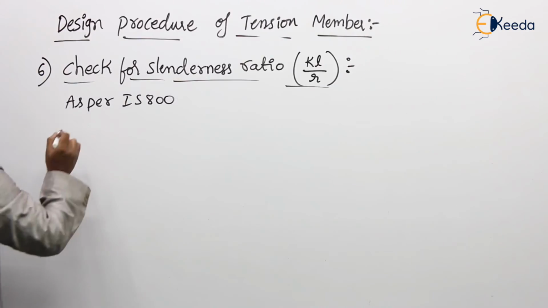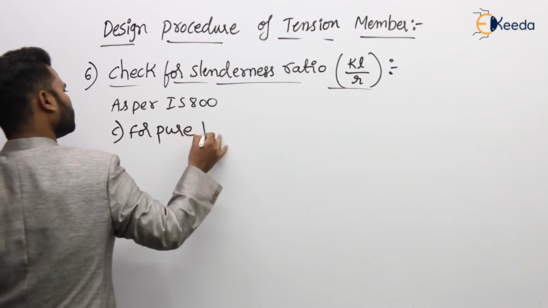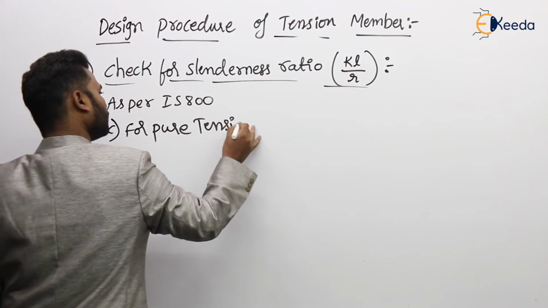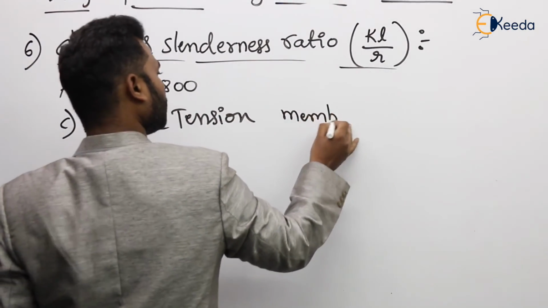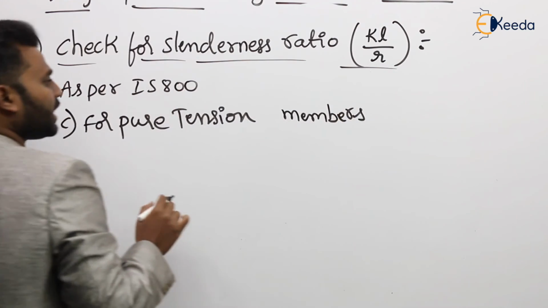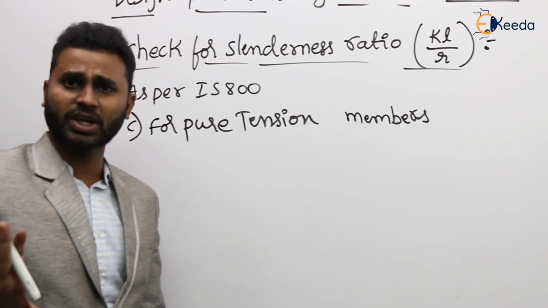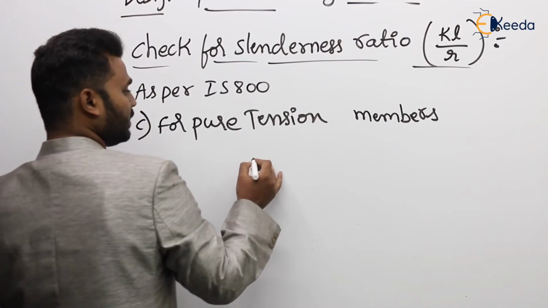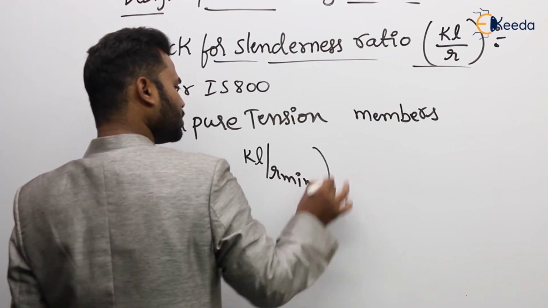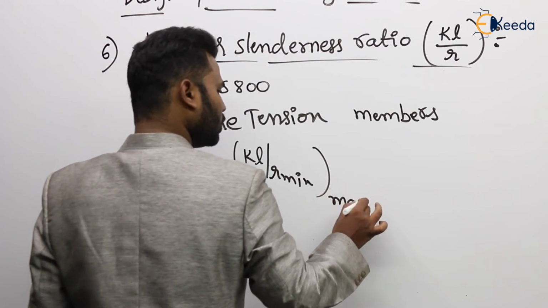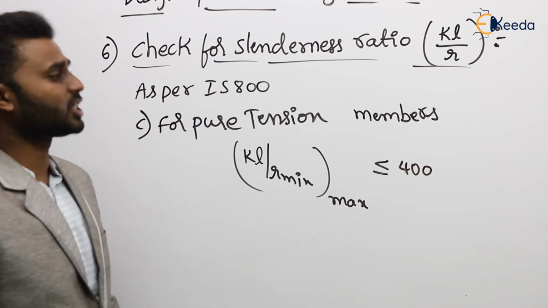Now third. So next, for pure tension members. For a pure tension member, it means that the member is subjected to only tension, no other force. Okay, no other force. So then KL by R minimum means slenderness ratio maximum should be less than or equal to 400. So these are the slenderness ratio limits for a tension member.